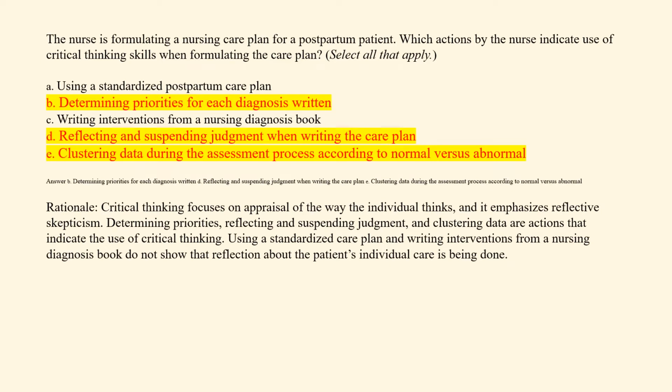Answer: B. Determining priorities for each diagnosis written. D. Reflecting and suspending judgment when writing the care plan. E. Clustering data during the assessment process according to normal versus abnormal. Rationale: Critical thinking focuses on appraisal of the way the individual thinks, and it emphasizes reflective skepticism. Determining priorities, reflecting and suspending judgment, and clustering data are actions that indicate the use of critical thinking. Using a standardized care plan and writing interventions from a nursing diagnosis book do not show that reflection about the patient's individual care is being done.